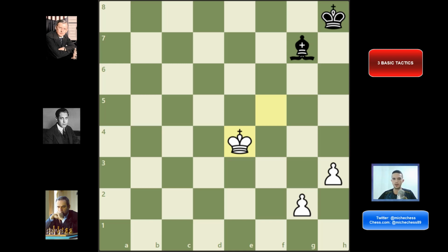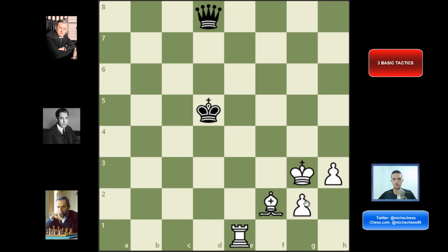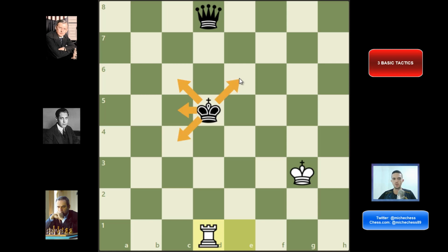Let's talk a little about the skewer. The idea with a skewer is that you're going to attack two enemy pieces over the same line. Let's see a very basic example. Black has the king here and the queen here, and it is white's turn. What should we play in this position? Here we can play the move rook d1. We are attacking the king, and once the king moves somewhere, we can get the queen behind. So that's the idea with a skewer.